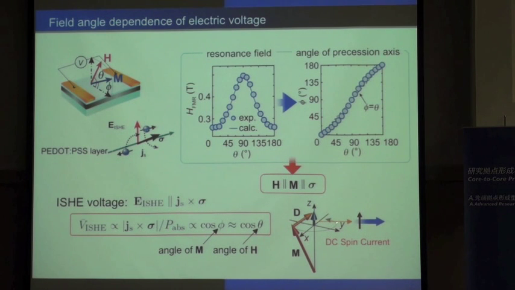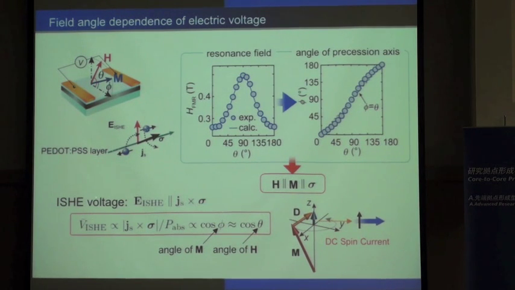The spin polarization direction of a spin current is parallel to the magnetization precession axis, as shown in this figure. And this precession axis can be obtained from the relation between the resonance field and the angle of the magnetic field. This is the result. This is the precession angle of the magnetization, and this is the field angle. As you can see, the spin polarization direction is almost parallel to the external magnetic field direction.